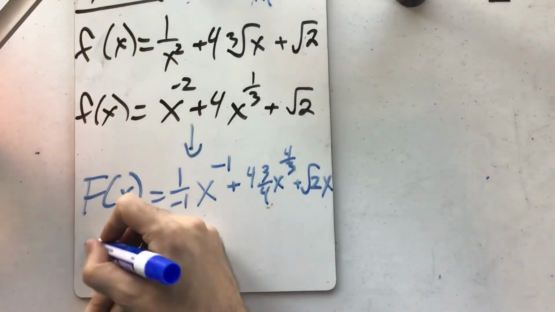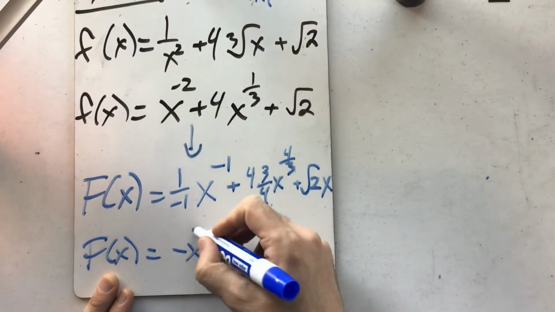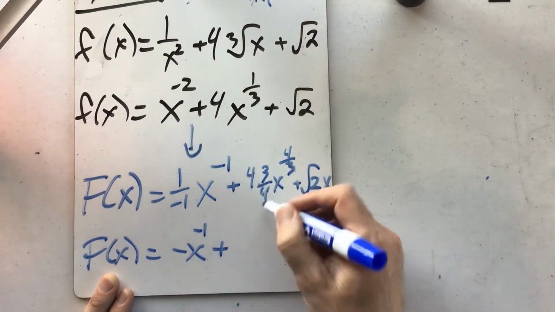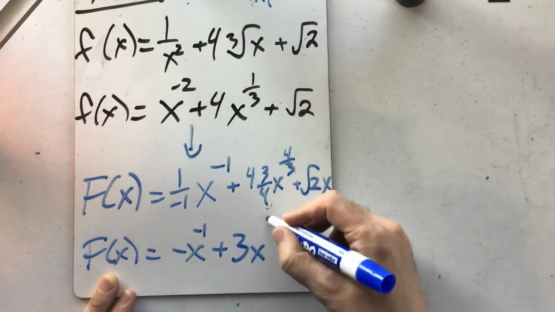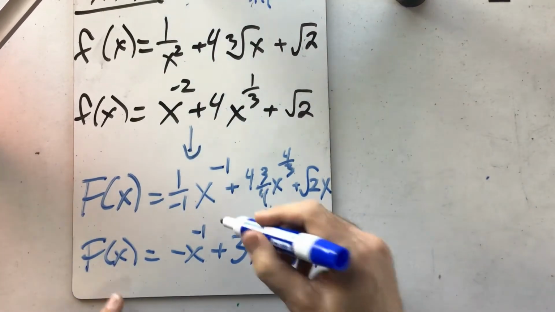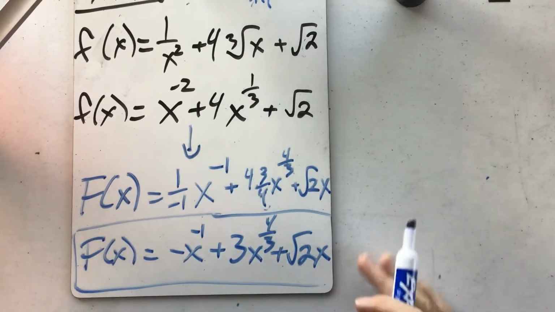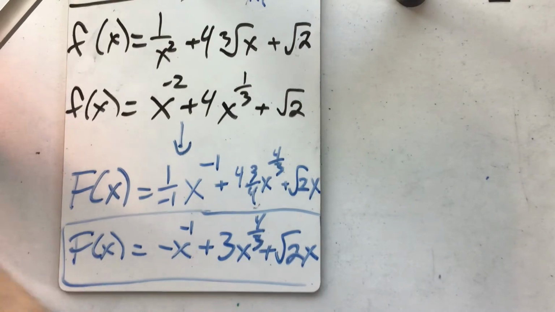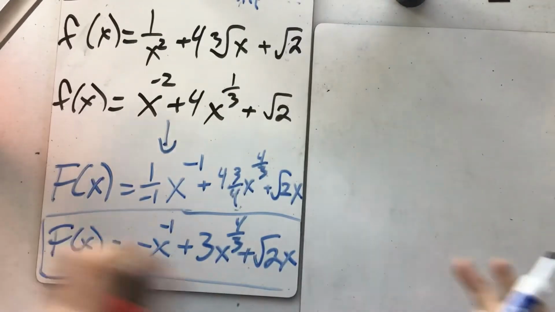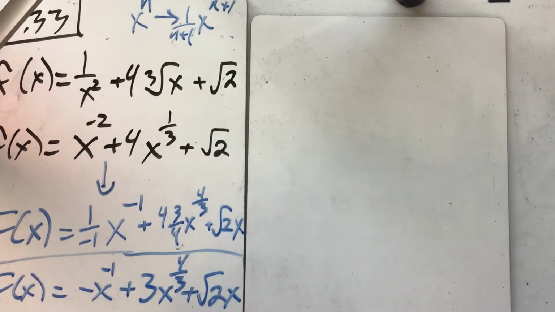Let's clean all this up just a little bit, just to make it look a little bit nicer. So this is going to be negative x to the negative 1 plus, these 4's cancel, 3x to the 4/3 plus the square root of 2x. And so this looks like a pretty good answer here for our problem. All right, let's try that second one. So if you haven't already, pause your device and try part B. I guess I didn't put A's and B's on them, but try it anyway.